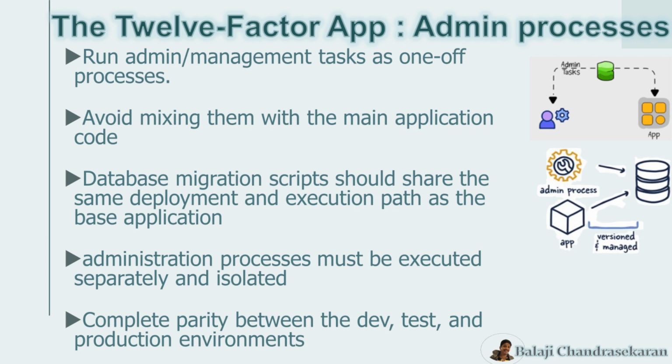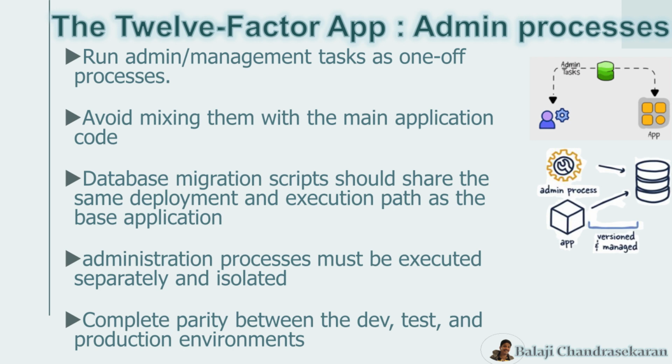The administration process must be executed separately and isolated from the other production processes to avoid any risk of interfering with the production process in the event of a problem, that is, a failure or potential performance impact. Starting a new execution instance is preferable. Complete parity between the development, test, and production environments means you can confirm that these scripts are working correctly before deploying them in production.